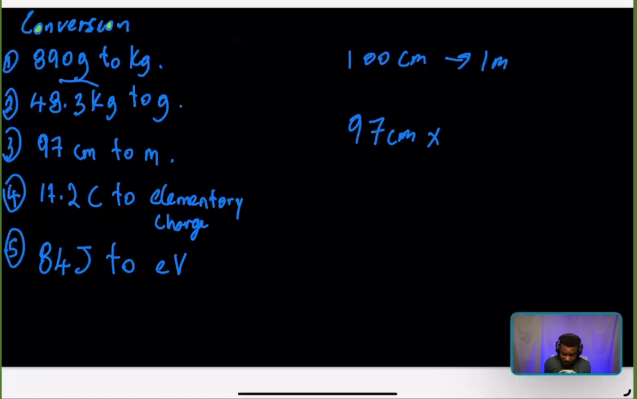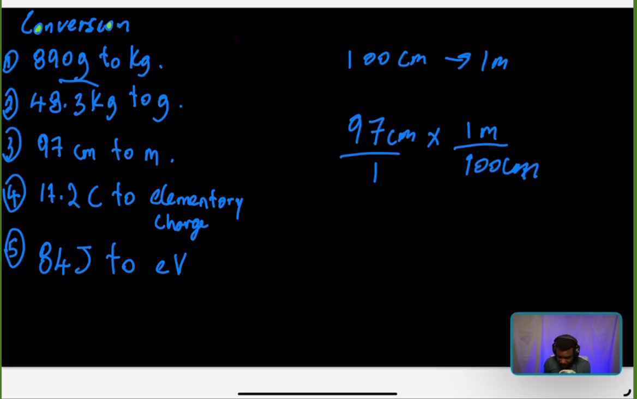I want to convert it to meters. So therefore I need 100 centimeters in the denominator. Then in my numerator, I'm going to put 1 meter. Any number by itself will have a denominator of 1. So let us look now.